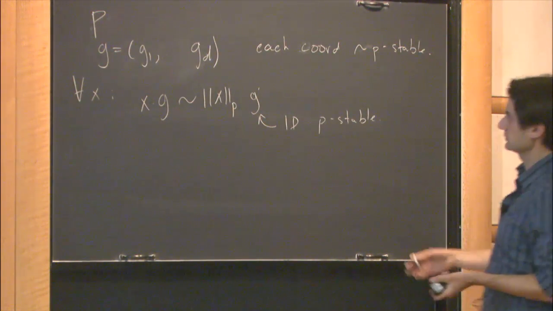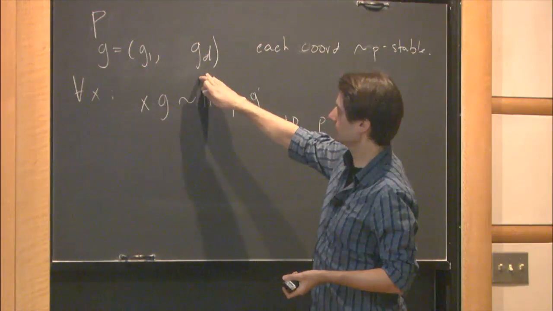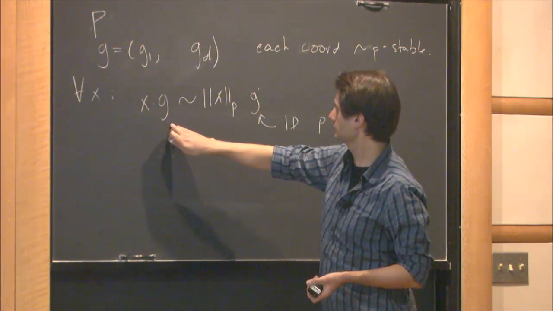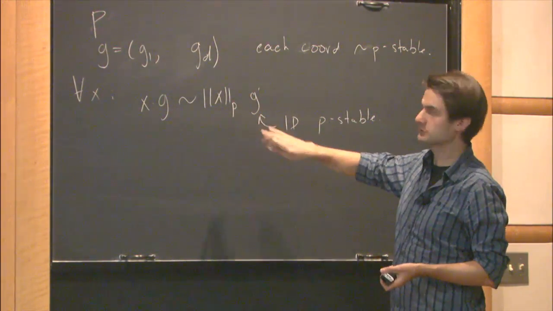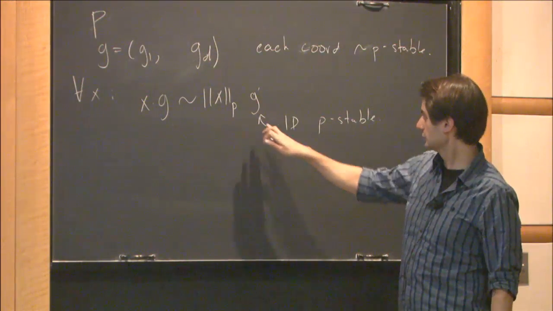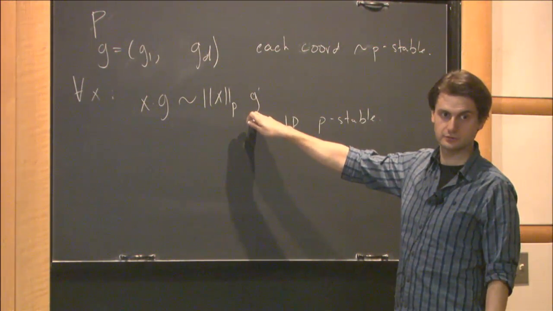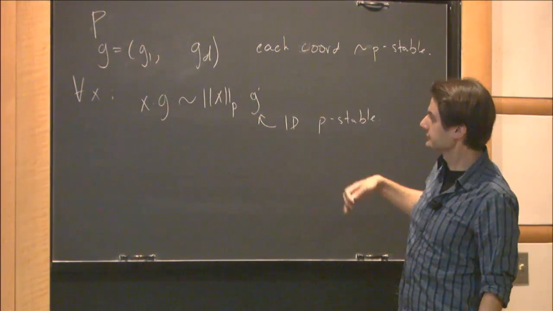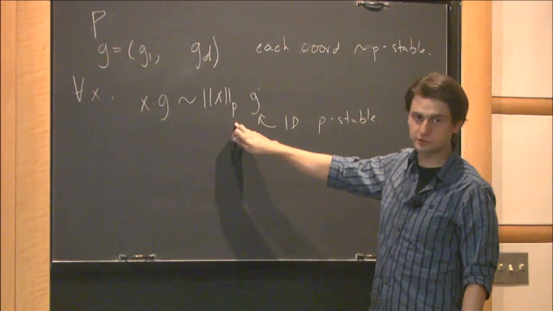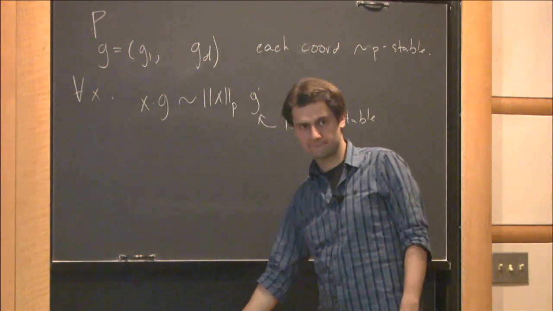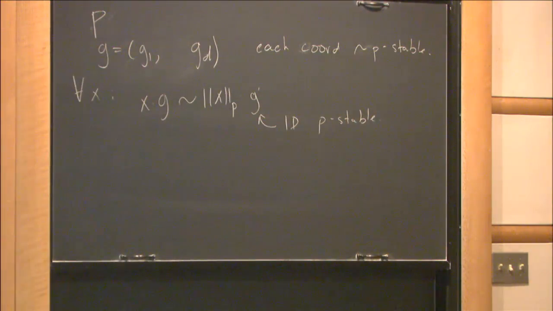Think about it, let's say g comes from a Gaussian. If we have x times g, then this will be the 2-norm of x times another Gaussian. So a p-stable distribution is, in some sense, a generalization where we replace this 2-norm of x with the p-norm of x. And these things exist only for p between 0 and 2. For example, for p equals 1, the 1-stable distribution is a Cauchy distribution.